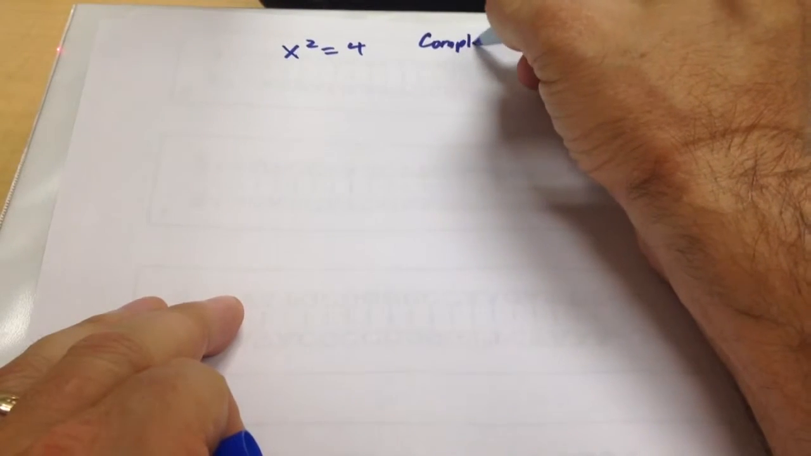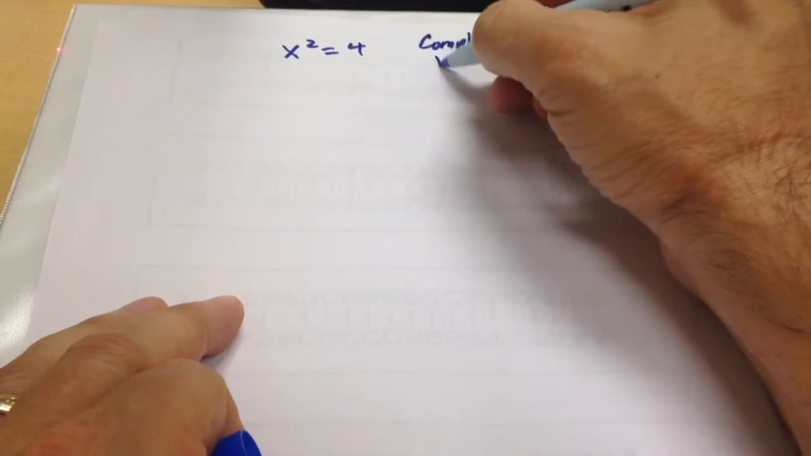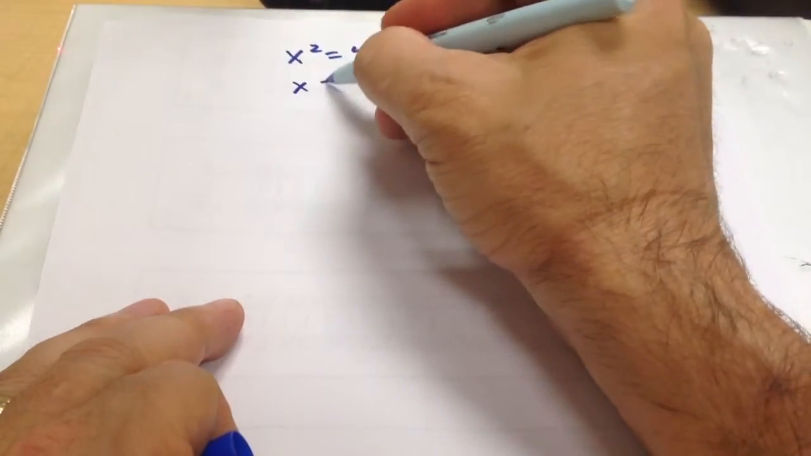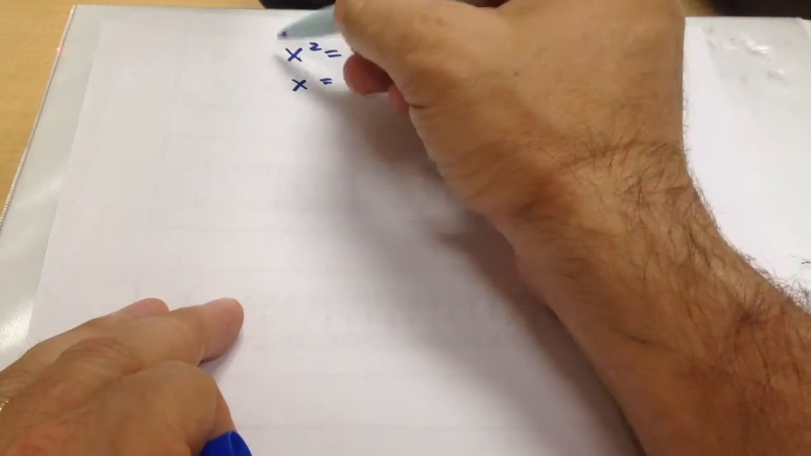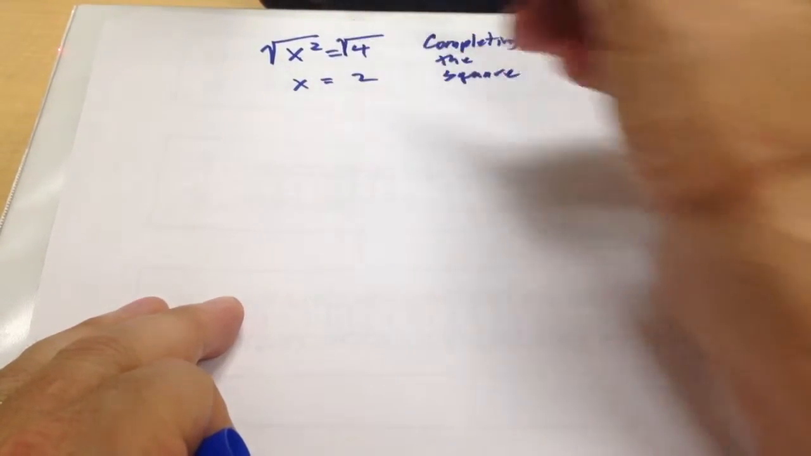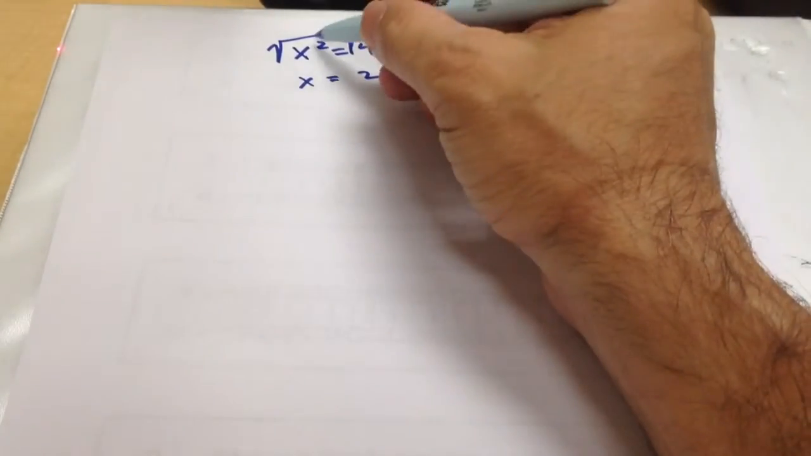Okay, we're going to talk about completing the square. Think about this first problem, which is probably super easy. Completing the square. So this, most people will say, oh, that's x equals 2. But when we take the square root of both sides, those two operations cancel each other out. They're inverse operations, so the square root of x squared will be x.